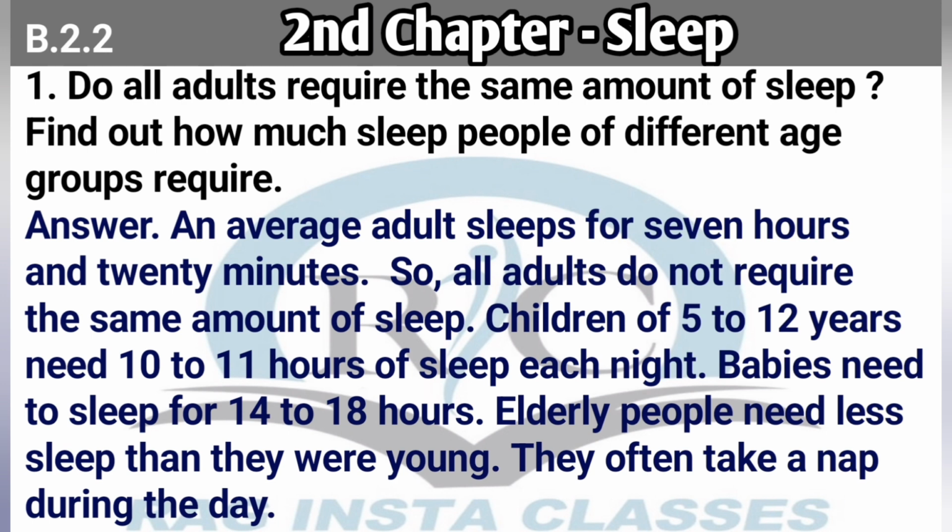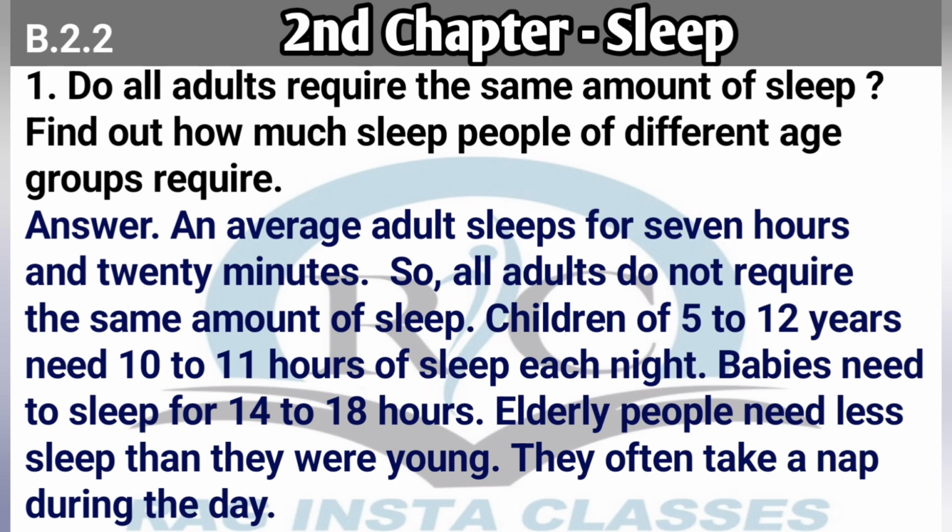Long question answer. 1. Do all adults require the same amount of sleep? Find out how much sleep people of different age groups require. Answer. An average adult sleeps for 7 hours and 20 minutes. So, all adults do not require the same amount of sleep.